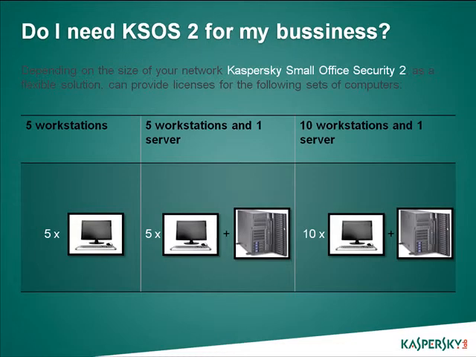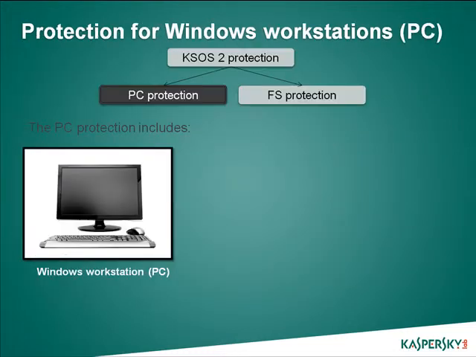Depending on the size of your network, Kaspersky Small Office Security, as a flexible solution, can provide licenses for the following sets of computers: 5 workstations, 5 workstations and 1 server, 10 workstations and 1 server. Let's see how the protection is built to protect Windows workstations and servers of your network and what components it includes. Protection for Windows workstations is built with the sources of threats in mind.